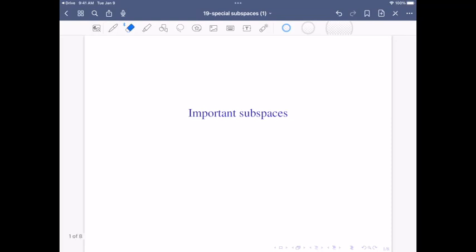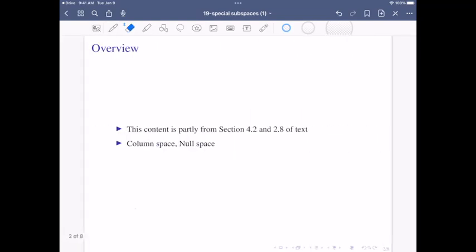Important subspaces. This part is from sections 4.2 and 2.8. In the last lecture, we talked about the definition of vector space. In this part, we're going to introduce two important vector spaces. Those are column space and null space.